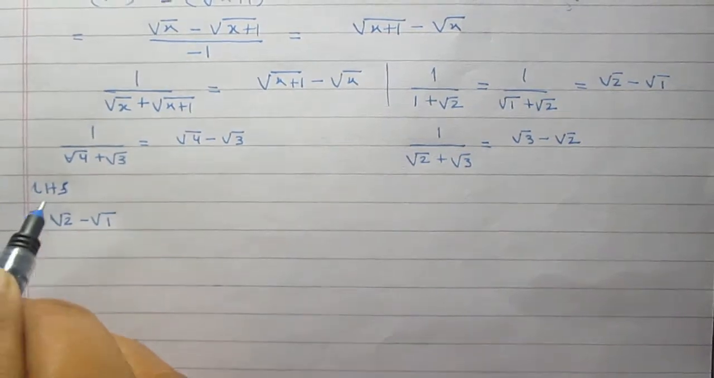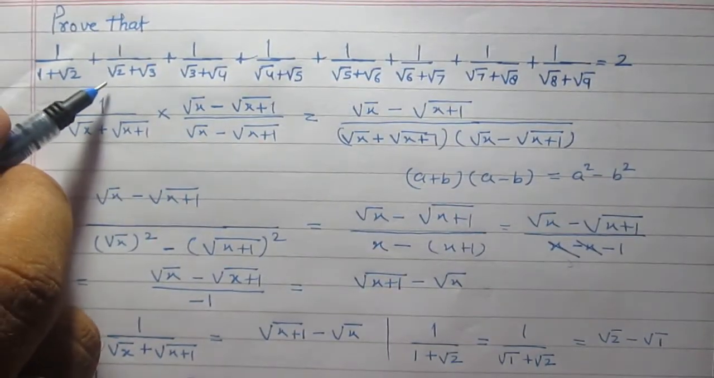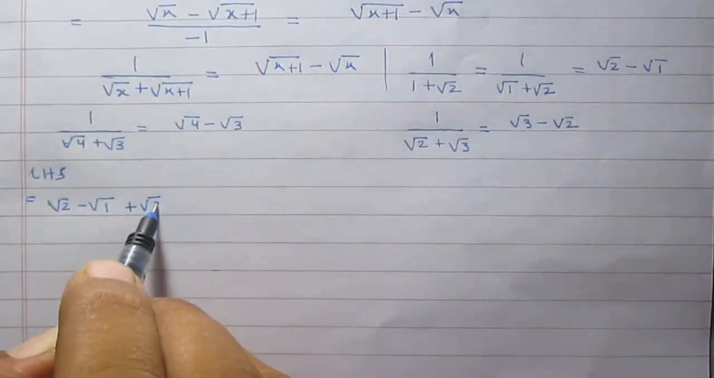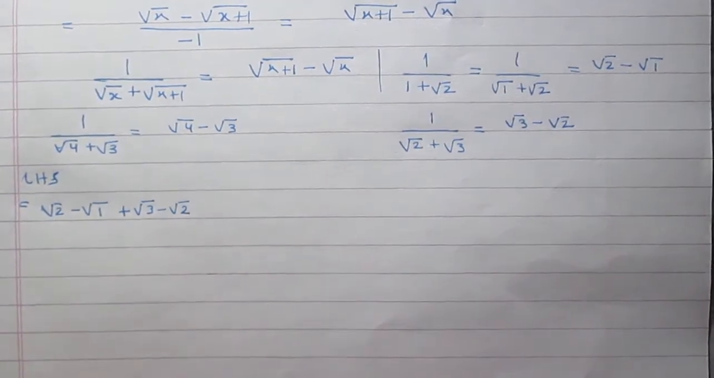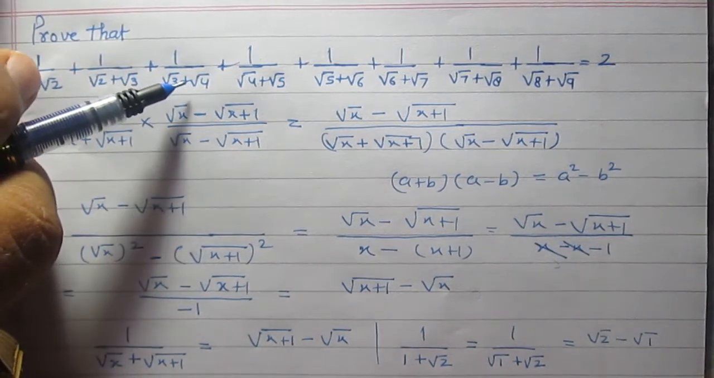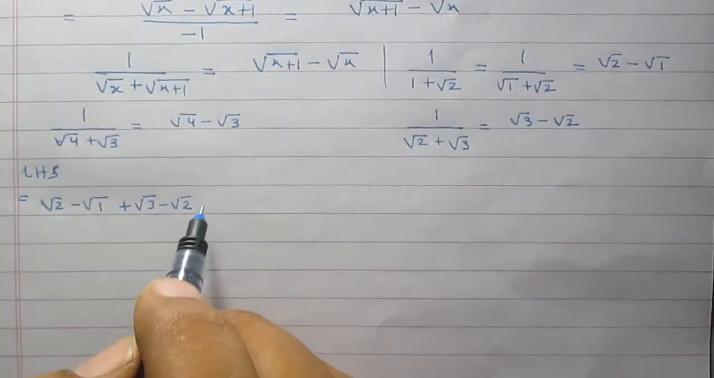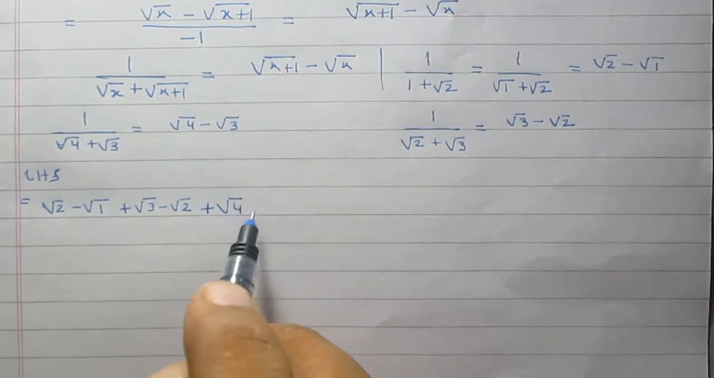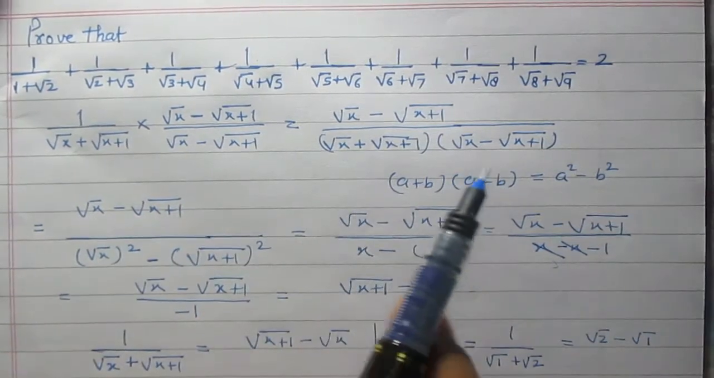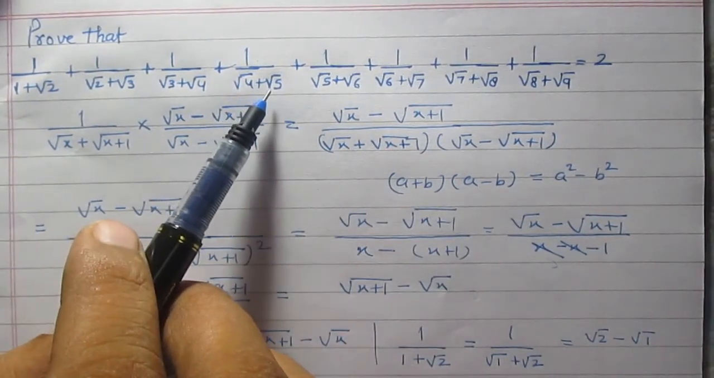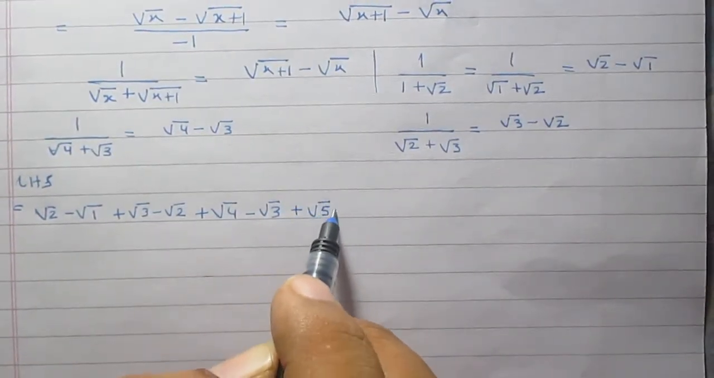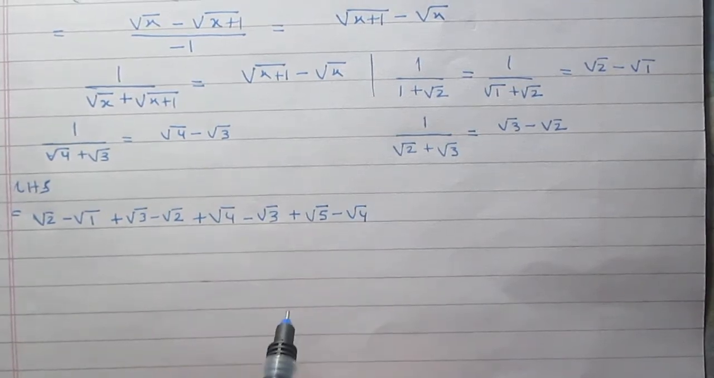Okay, it is left hand side. The second term is square root of 2 plus square root of 3. We can write it as square root of 3 minus square root of 2. Third term is square root of 3 plus square root of 4. It is square root of 4 minus square root of 3. Then square root of 4 plus square root of 5. We can write its value as square root of 5 minus square root of 4.